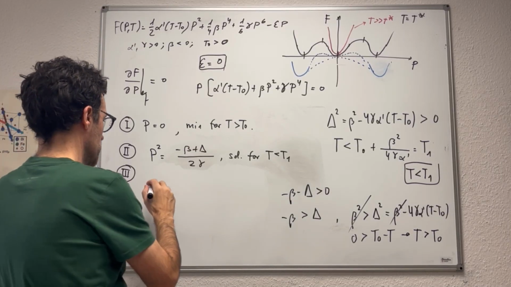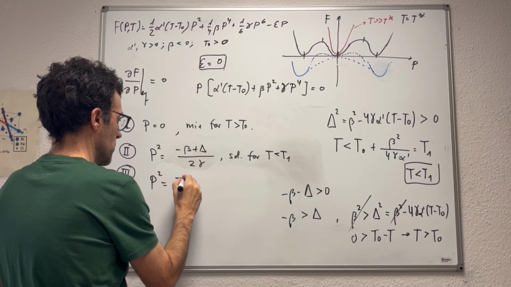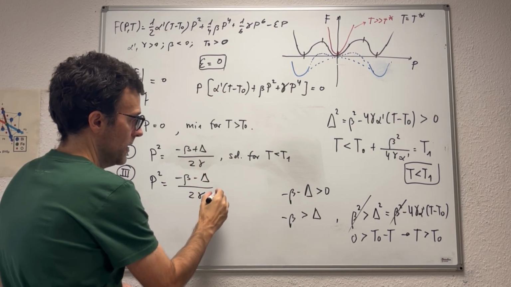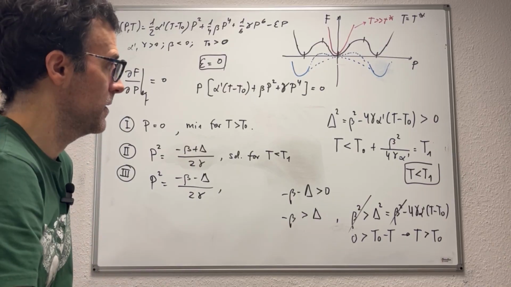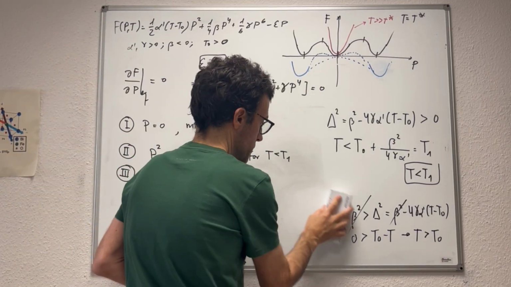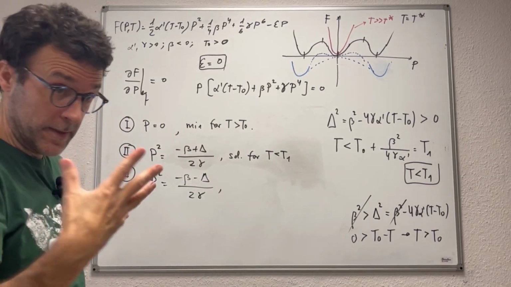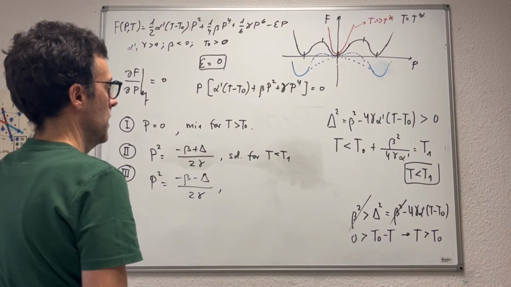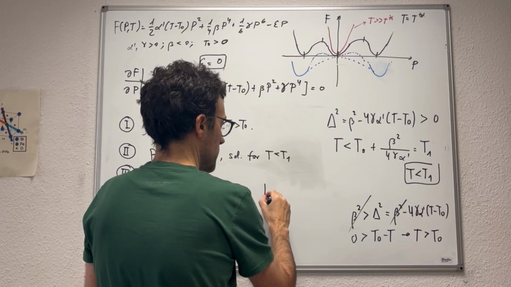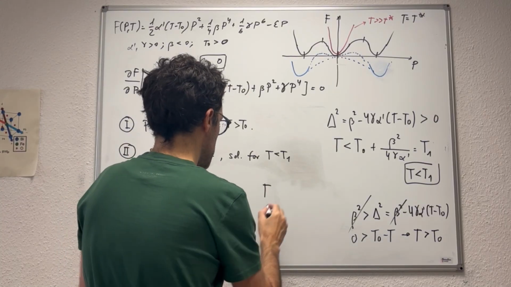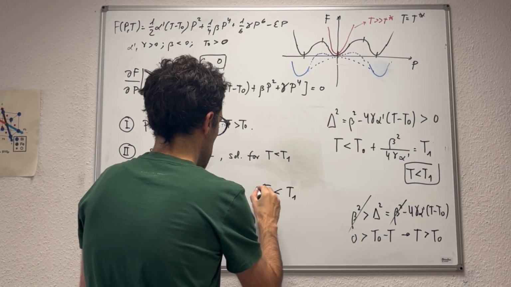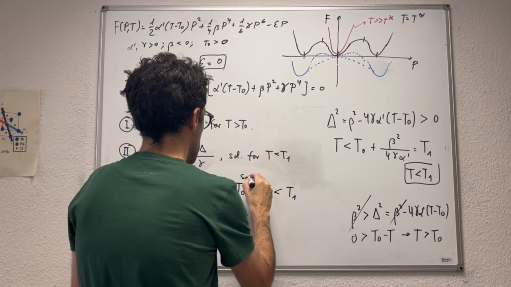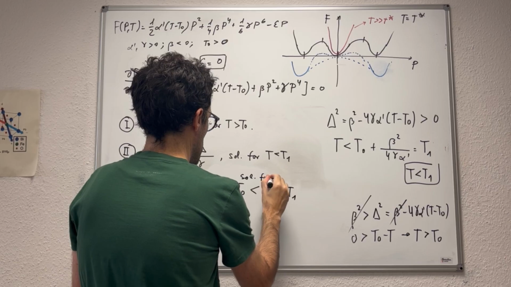Okay, so the third category of solutions corresponds to p squared equals to minus beta minus delta over 2 gamma, and these guys exist for temperatures that are both below T1 and above T0. So we need the temperature to be below T1 and above T0. This is solution for this condition.